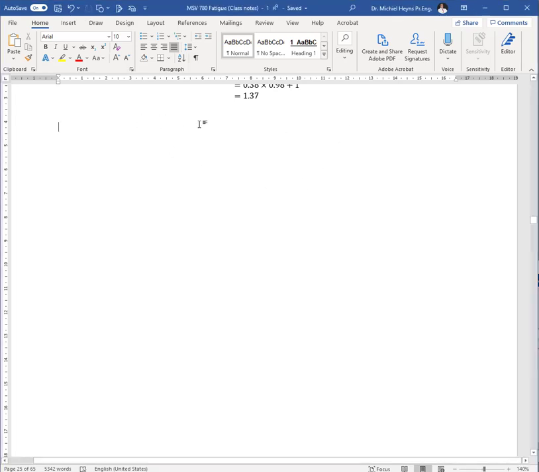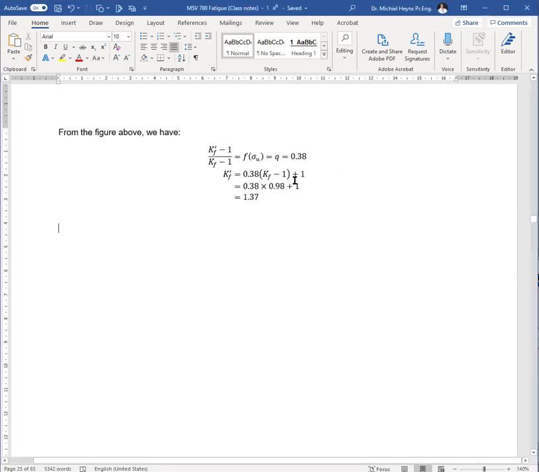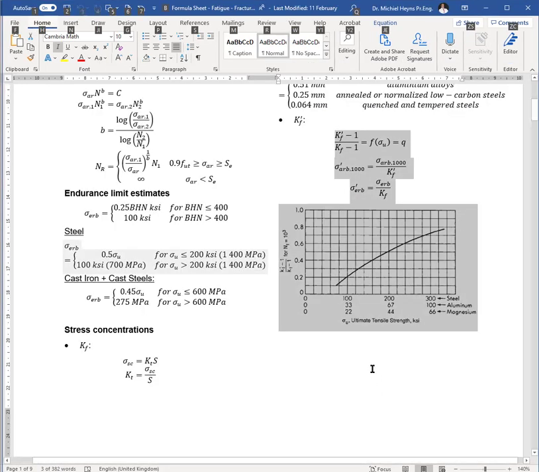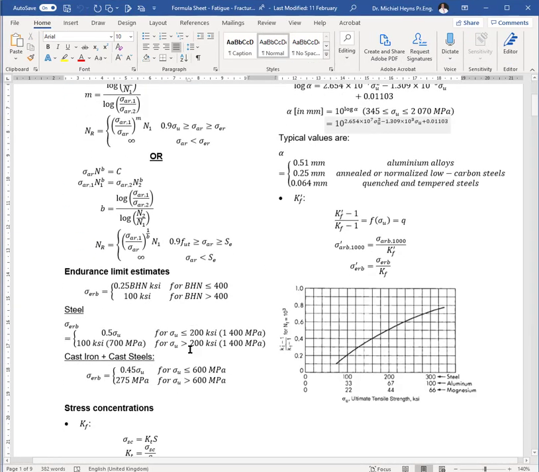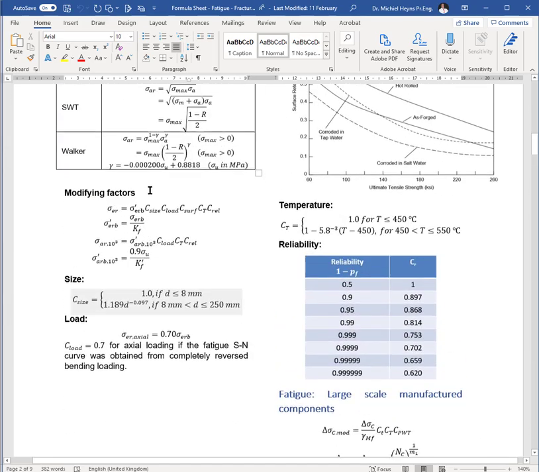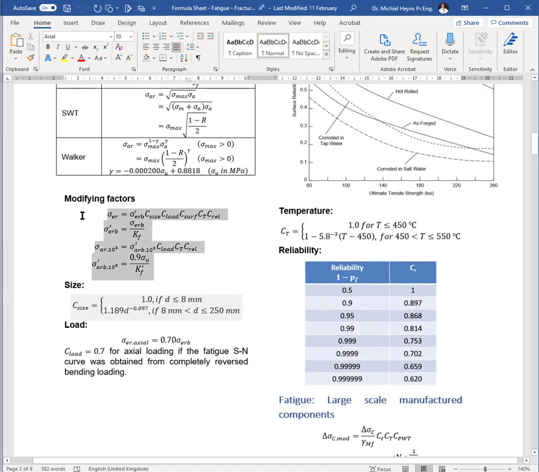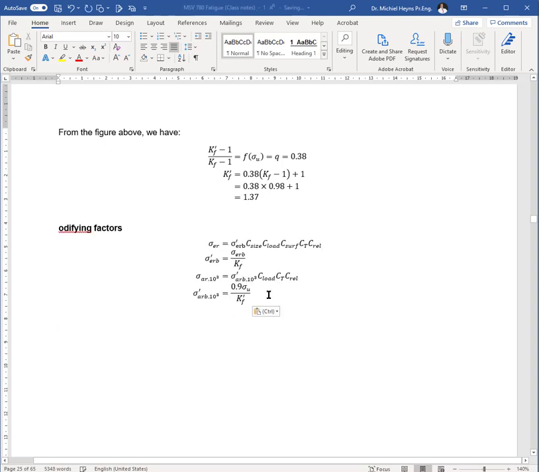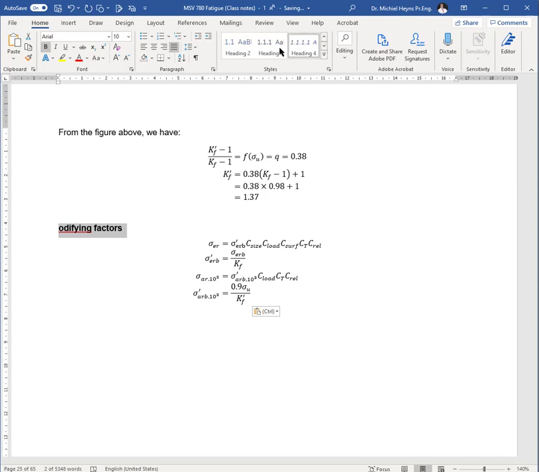Our next step is to calculate the modification factors that are relevant here. Let's go to the formula sheet. The final equations for the ascent curve that we have are the following. I'm just going to copy these equations over with Control C, so we can start using them. Now we're going to look at the modification factors.